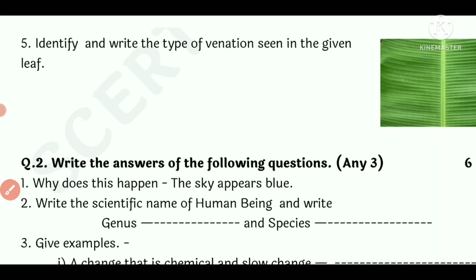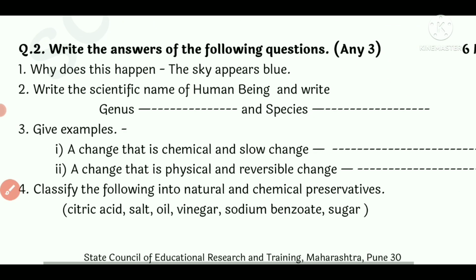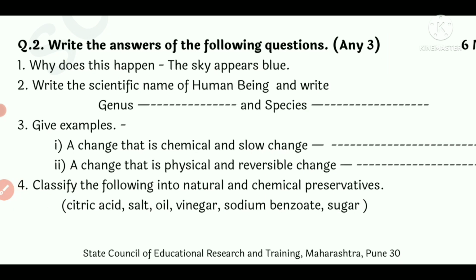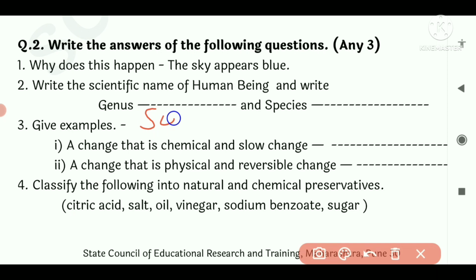Second, write the scientific name of human being. Genus Homo, species sapiens. Homo sapiens.